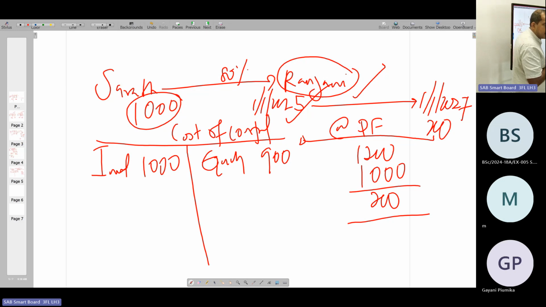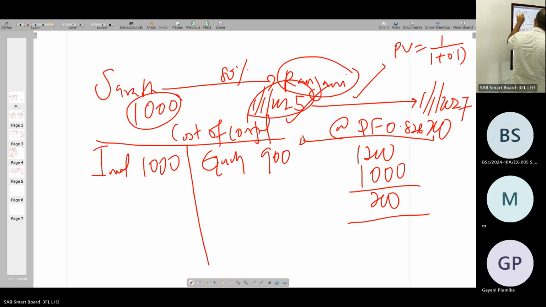Let's say 10%, for two years. The factor is 0.826, which equals 1 divided by (1 plus r) to the power of 2. Multiply 200 by 0.826, which gives 165.